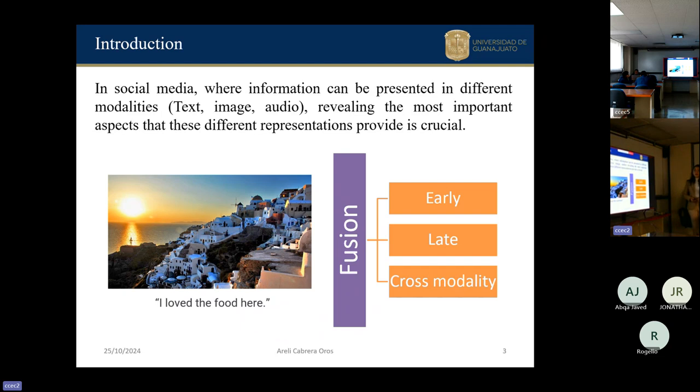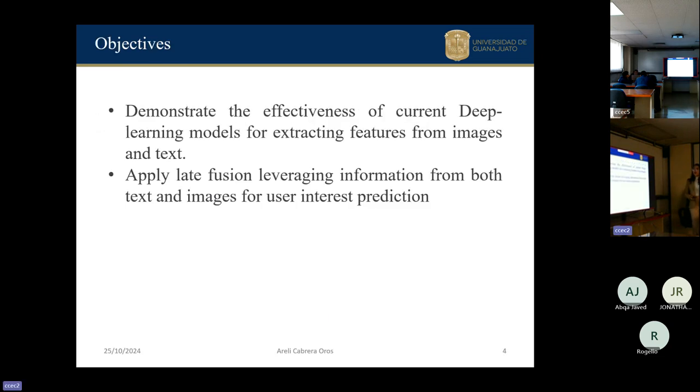Fusion can occur at different levels in our process. We can have an early fusion, late fusion, or cross-modality fusion. One of the objectives of this work is to apply the late fusion of image and text for the interest prediction. And the other is to demonstrate the effectiveness of current deep learning models to extract these features effectively.